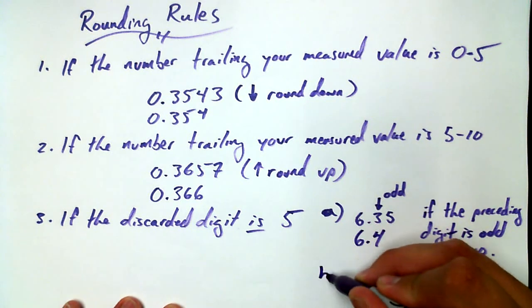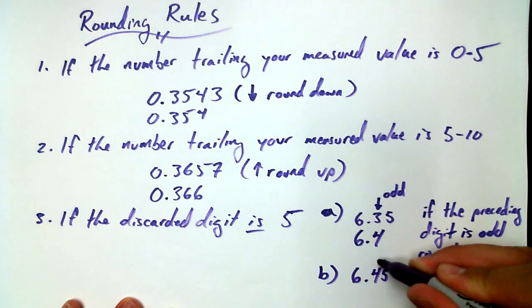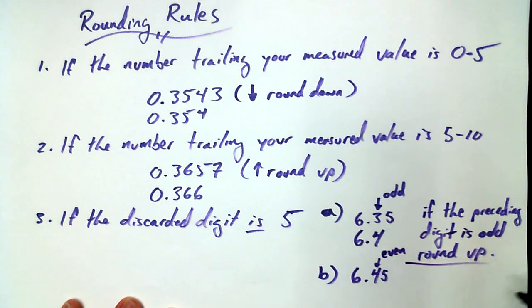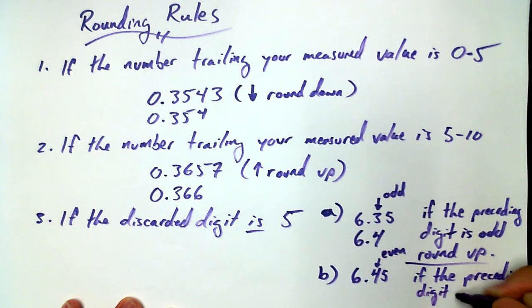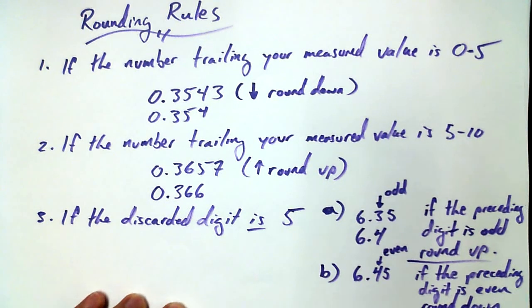But here's the trick. If I have something like this, 6.45, and I want you to make a note here, that the number preceding the 5 is even, if the preceding digit is even, what do you figure you have to do? Round down, yeah. Yes, ma'am? Oh, you got it, round down? Okay. So what would that value be? If I do it to one decimal place, 6.4. That's what we mean by rounding down, 6.4.